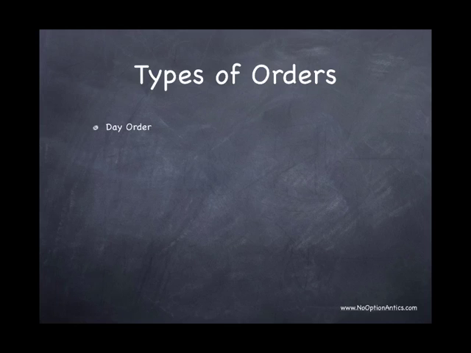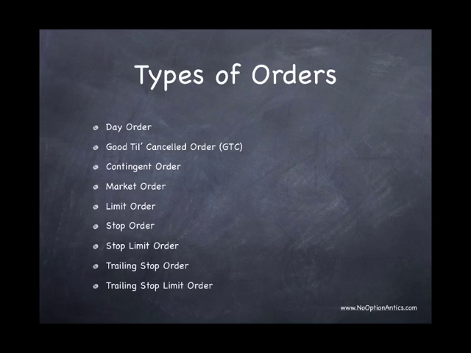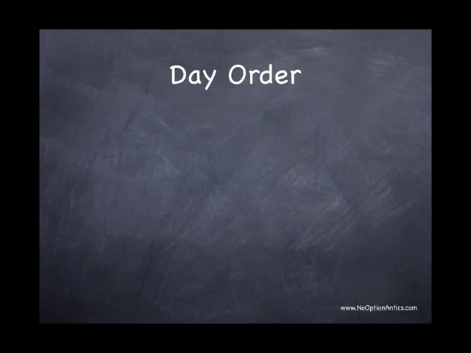One order type is known as the day order. And we're going to go through these one by one as we look at them. We've got the day order, we've got something called a good till canceled order. They also refer to this as just a GTC. You've got the contingent orders, market orders, limit orders, stop limit orders, trailing stop orders, and trailing stop limit orders. So let's take a look and examine these one by one and explain what they are.